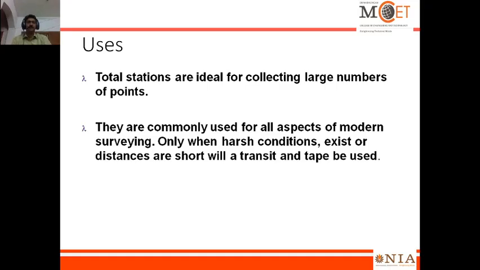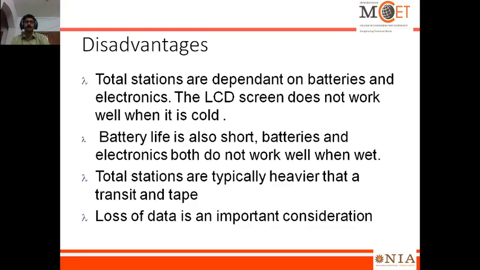Total stations are ideal for collecting a large number of points. They are commonly used for all aspects of modern surveying. Only when harsh conditions exist or distances are short are transits and tapes used.